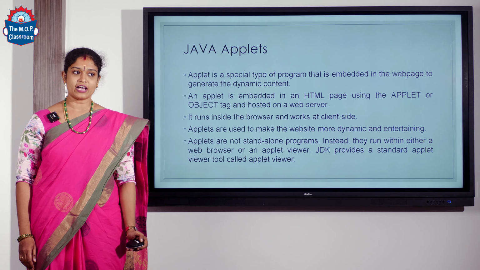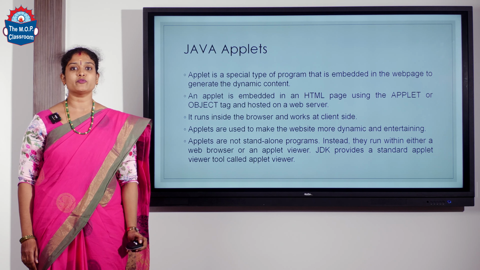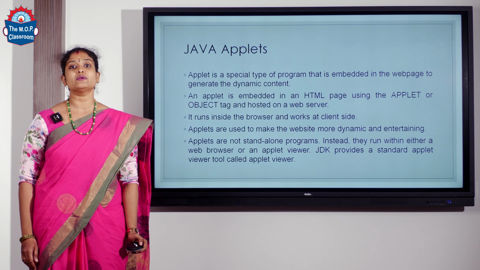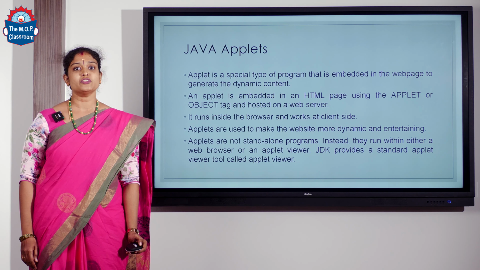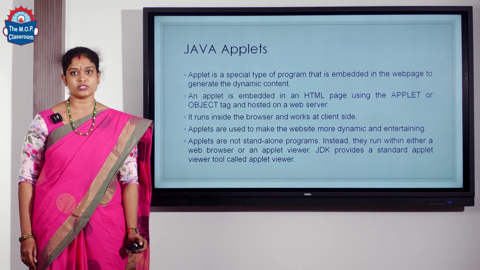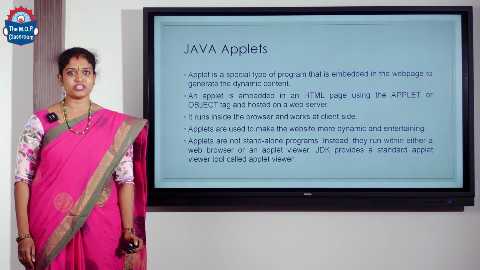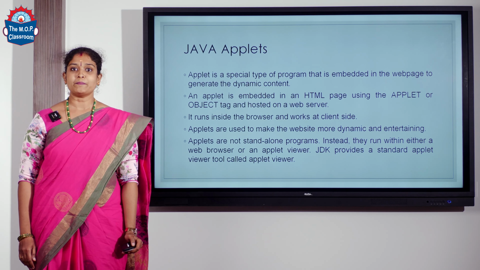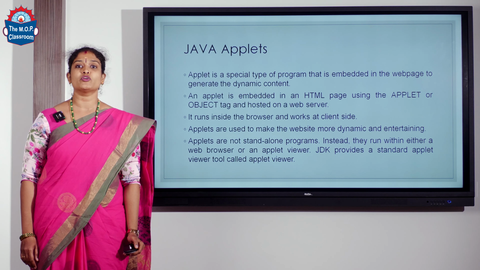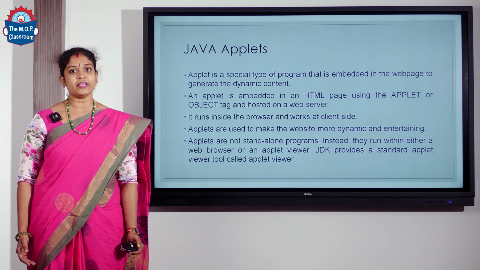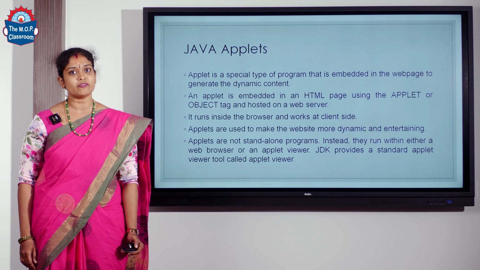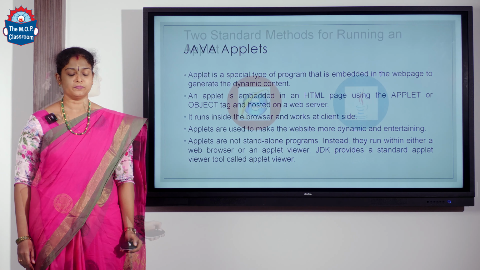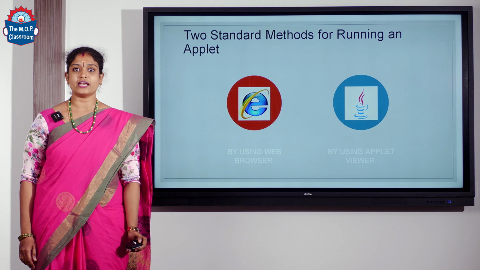Coming on to Java applets. An applet is a small, special type of Java code which is embedded in the web page, and once it is in run mode, it will be downloaded from the server side, which makes it secure and fast responsive. Applet programming is embedded in the HTML tag and runs on the client side. This makes the web page more dynamic, and it can be executed in two ways: either in the web browser or with the applet viewer tool.